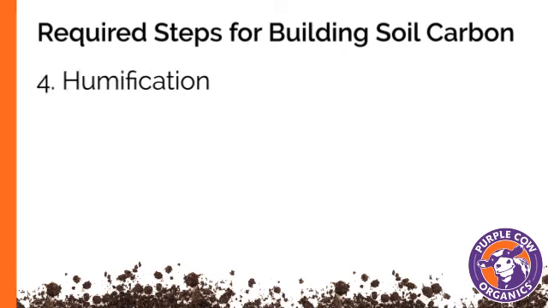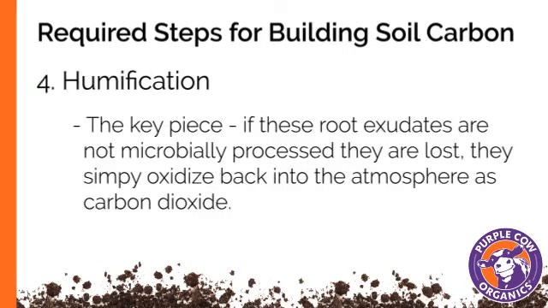And finally, humification. Humification is a key part of this because if these root exudates are not processed by biology, they'll be lost. They'll oxidize back into the atmosphere as carbon dioxide. So this final process, to go from a root exudate to a carbon, requires biology. It requires bacteria to consume the sugars, but it requires fungi really to process the oils and the lipids again and again and again. And that's how you get carbon in the soil.